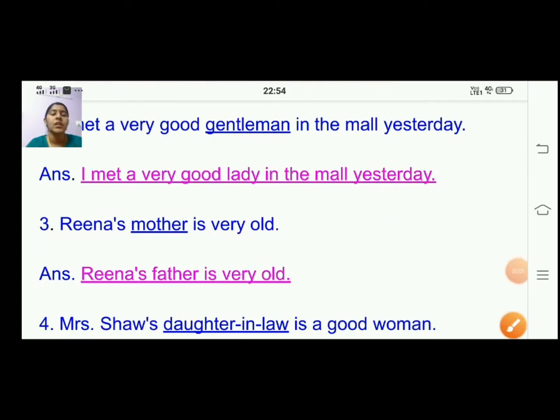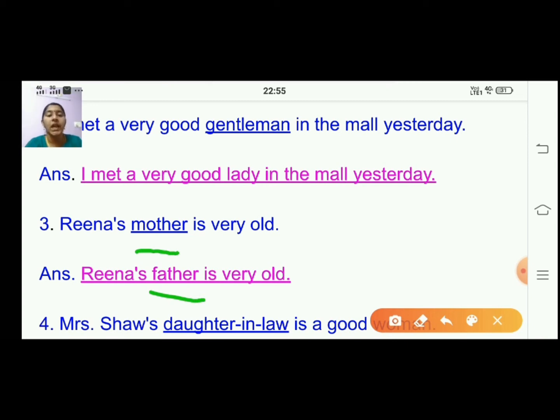Third one, Reena's mother is very old. Right? That is the question. Reena's mother is very old. You can see we have word mother which is underlined here, right? So you will change mother. What will be the male gender? That is masculine gender. Mother will be changed to father. So Reena's father is very old.